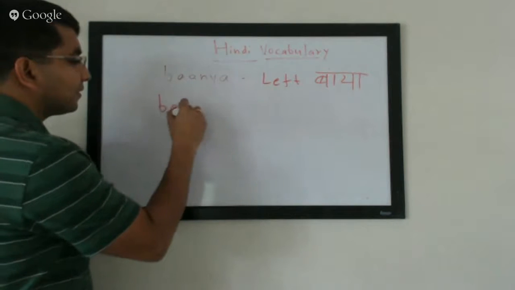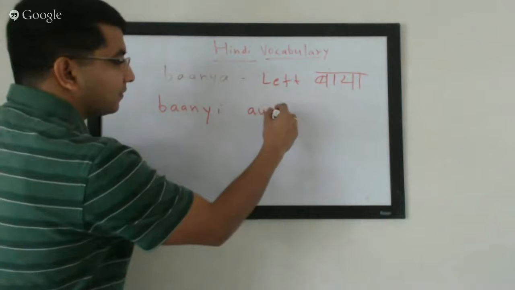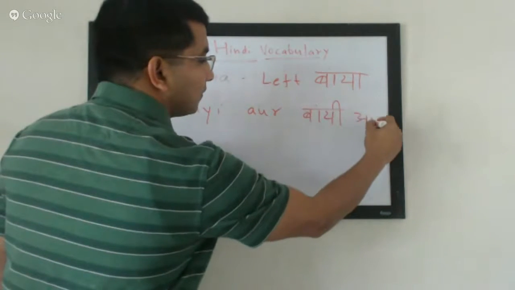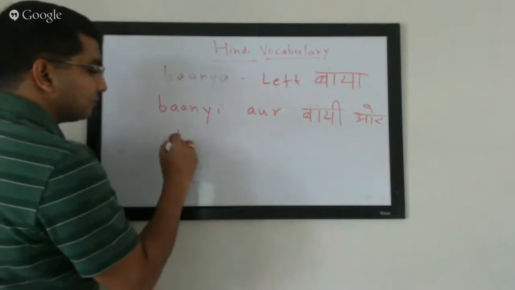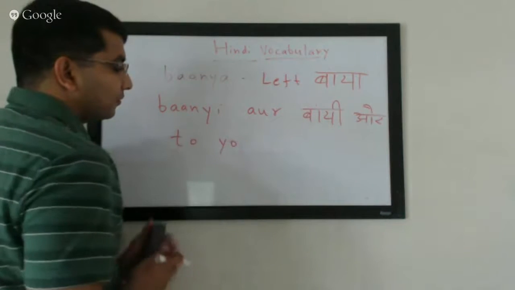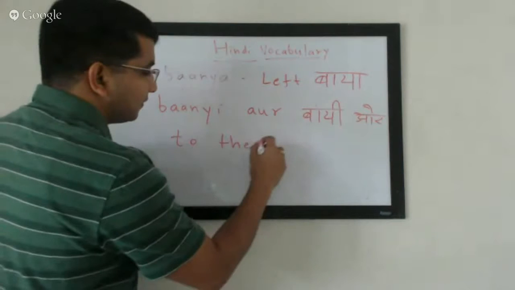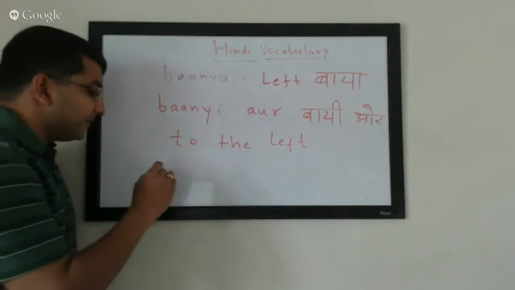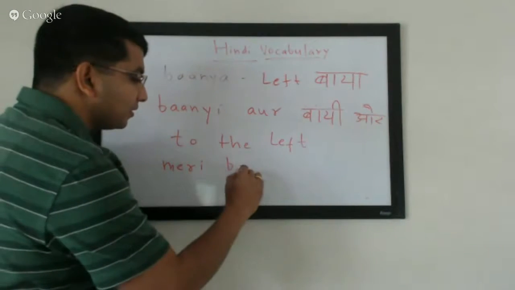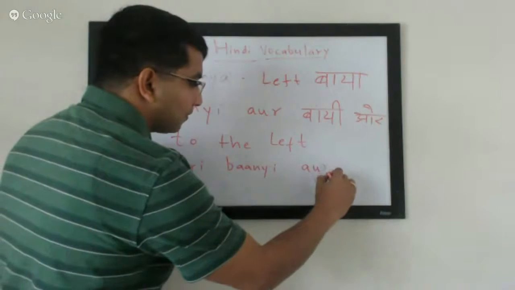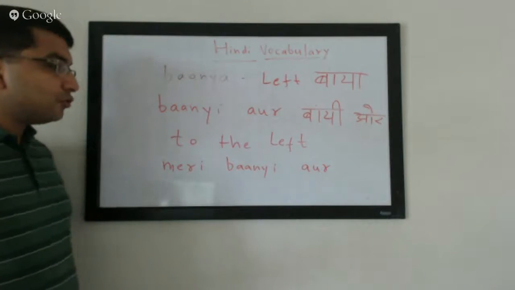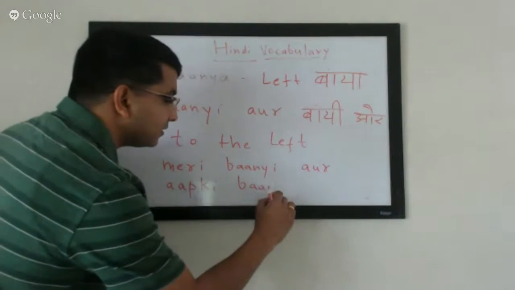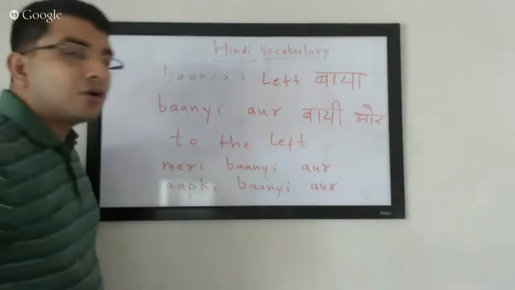You can say बाईं or बायीं, which means left. So to the left. Okay. Meri, to my left would be मेरी बाईं ओर, and then to your left would be आपकी बाईं ओर, to your left.